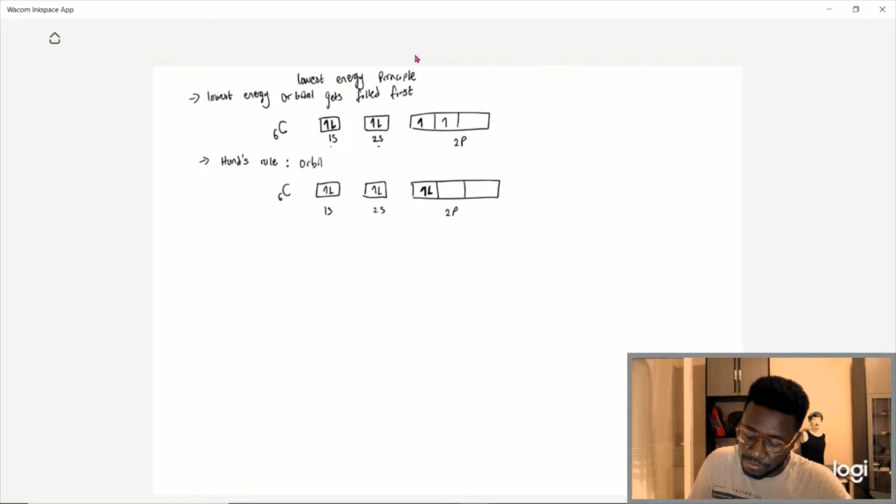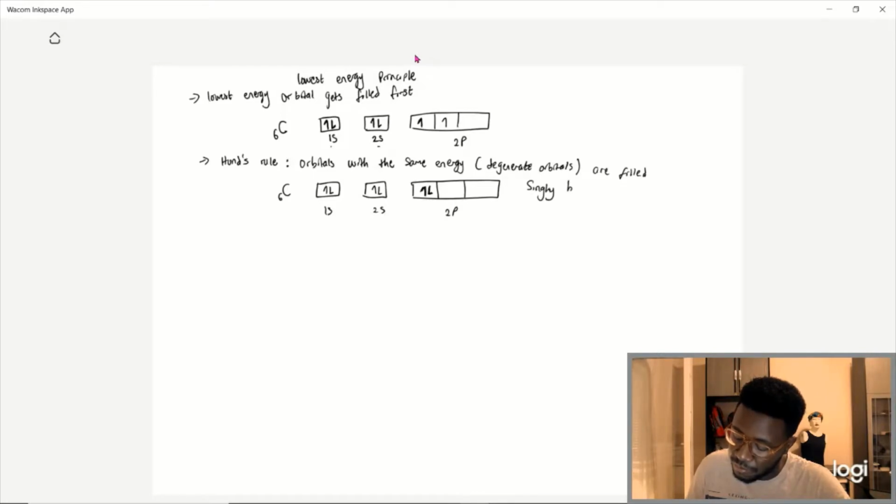So orbitals with the same energy are called degenerate orbitals. Degenerate orbitals are filled singly before being paired up. So according to Hund's rule, this is wrong. So you have to fill it this way.